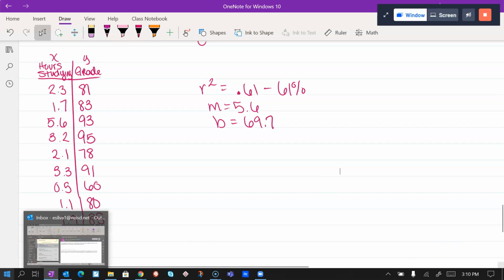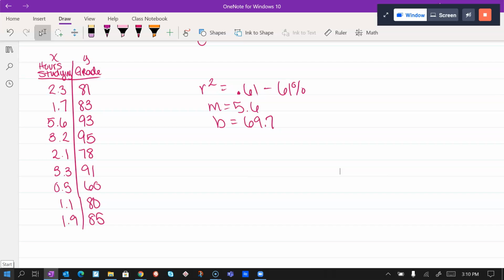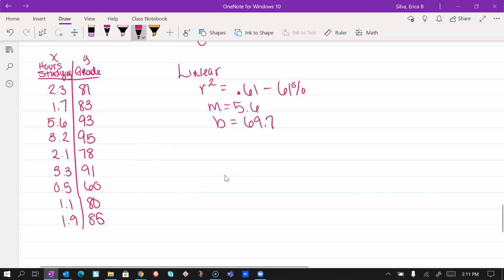All right, so what kind of regression would that be? Do you think it's pretty weak, strong, or moderate? It's pretty moderate. So make sure we write down linear next to that one. And now let's do a quadratic regression and see if that relationship is greater.